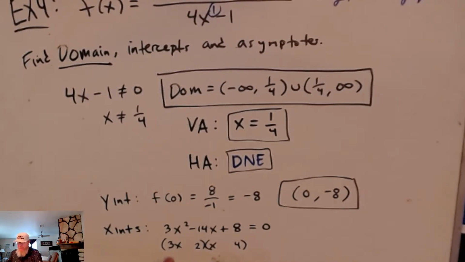Let's try this. Negative, negative, so I get negative 4 times 3 is -12, -12x. And then I got -2x in the middle, and check, that equals -14.